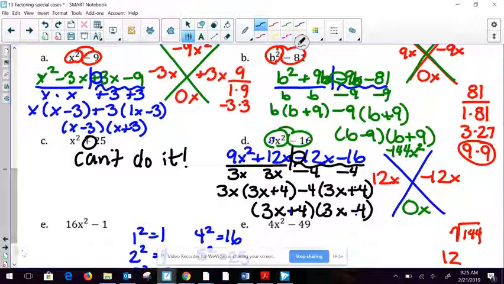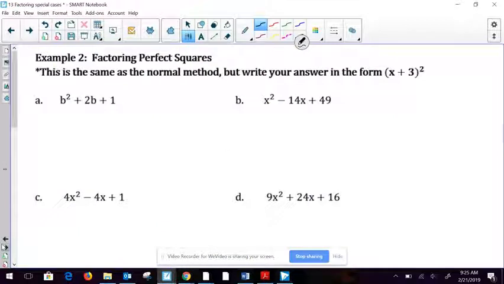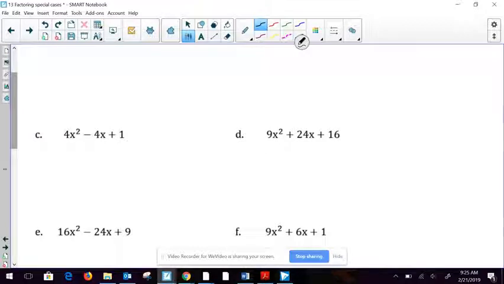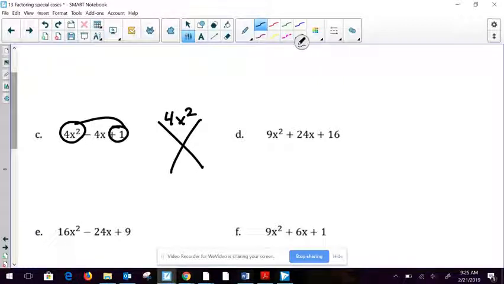Awesome job. Let's just look at the back of the notes for 1 second. These ones are considered special cases, but let me tell you a little secret. There's nothing that special about them. Let's look at letter C, because I think this is a fantastic one. They call this one a special case because when you multiply first times last, you get a 4x squared. Your middle number is negative 4x. It's special because my top number is a perfect square.